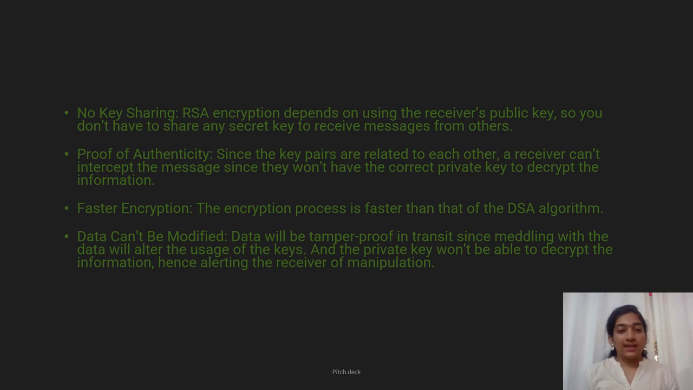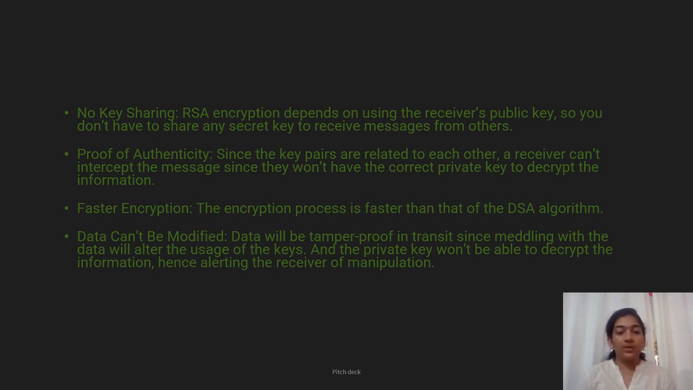So basically in RSA encryption there is no key sharing. It depends on using the receiver's public key, so you don't have to share any secret key to receive messages from others. Proof of authenticity. Since the key pairs are related to each other, an interceptor can't read the message since they won't have the correct private key to decrypt the information.